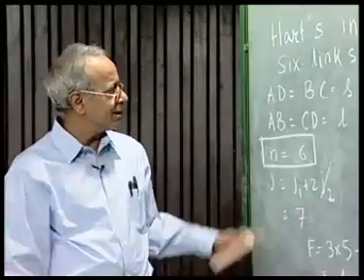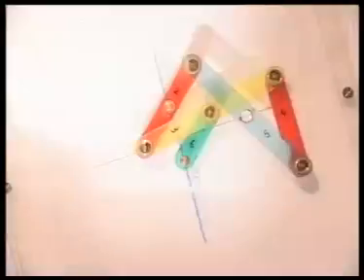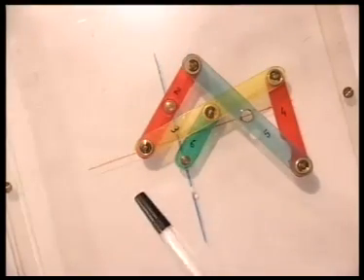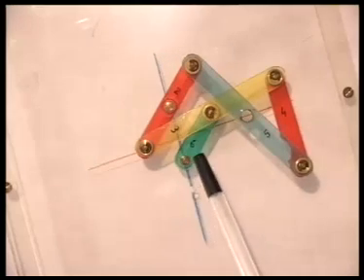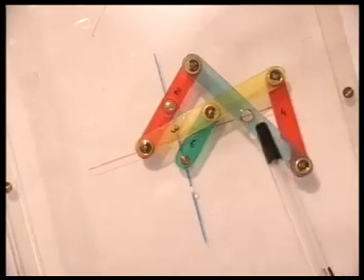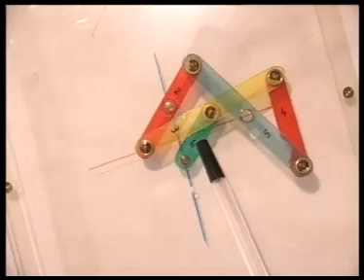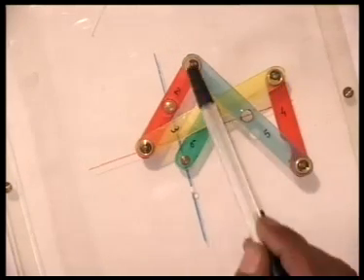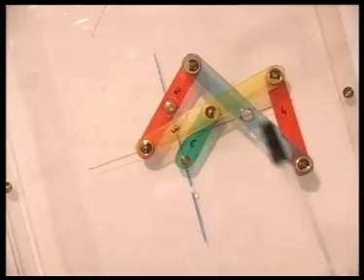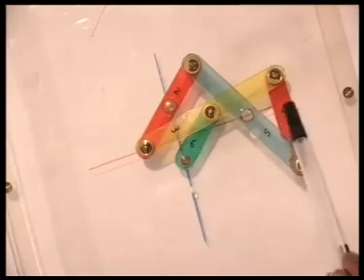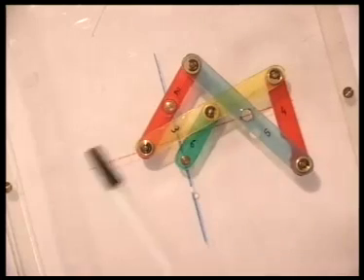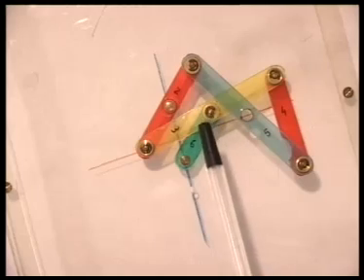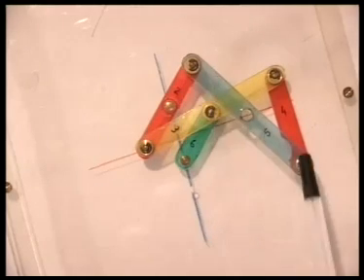Now we'll demonstrate this Hart inversor through a model. This is the model of the Hart inversor, which is a six-link mechanism. As we see, the fixed link, link number 2, 3, 4, 5, and this is the sixth link. These two link lengths are the same and these two link lengths are the same, constituting an antiparallelogram. The opposite sides of this quadrilateral are the same, but in a crossed configuration. This is what we call A, B, C, D.